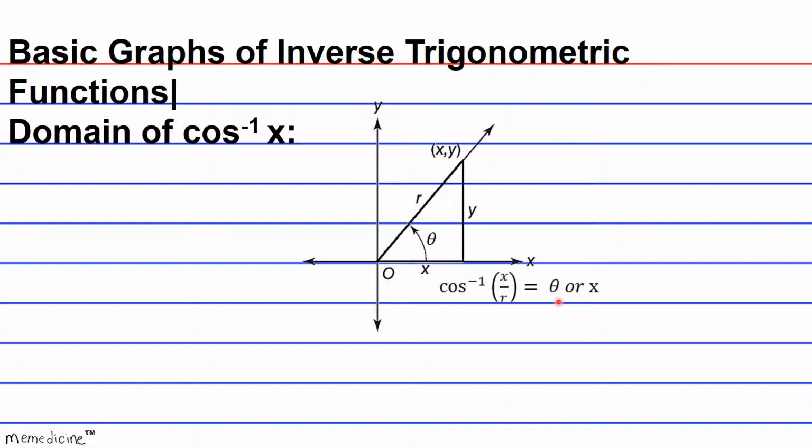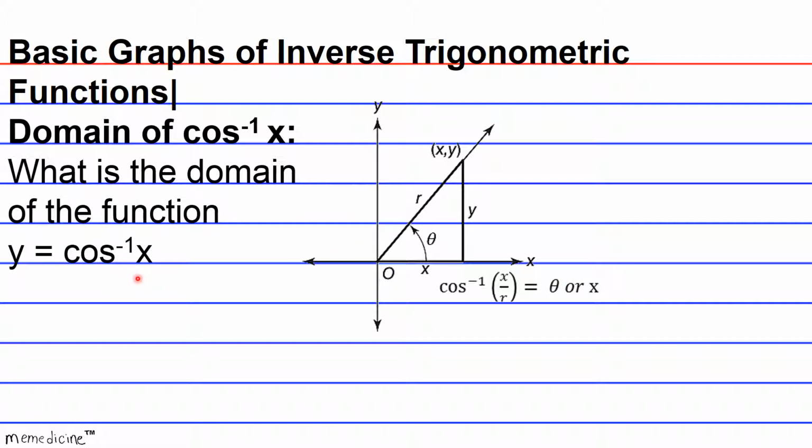All right, now for the actual concept. What is the domain? And when I say domain, I mean the set of all possible x values or independent variables for a function. Of the function y equals the inverse cosine of x, sometimes referred to as arc cosine of x. These are the same functions, okay?